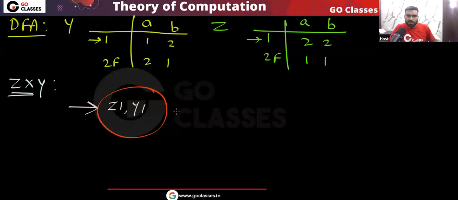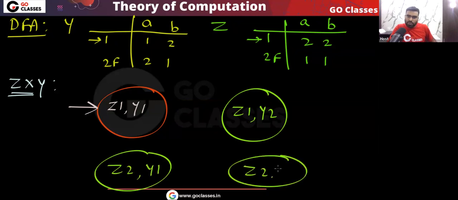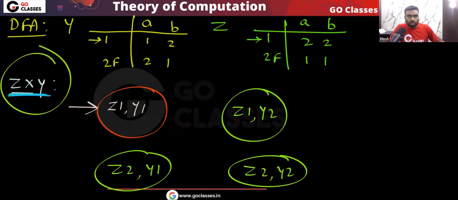Now you tell me, the other states will be like this. The other states will be Z1 Y2, Z2 Y1, and Z2 Y2. Yes or no? These will be the four states in this cross product. In this product automaton, there will be four states. These are the ordered pairs of states of Z comma Y.